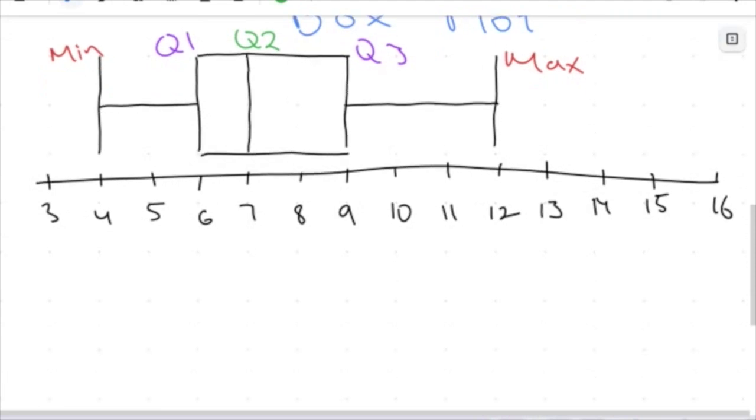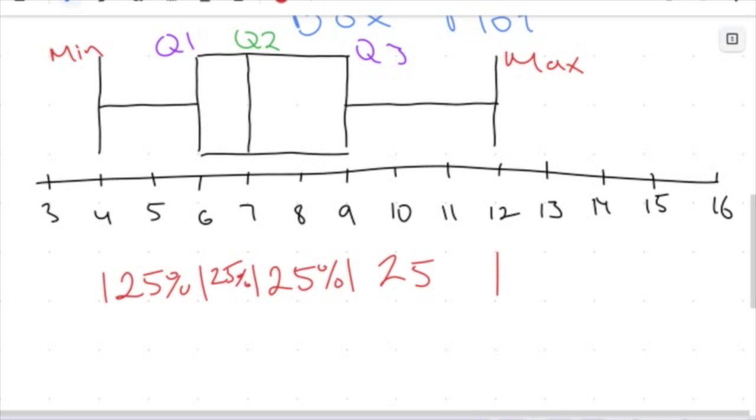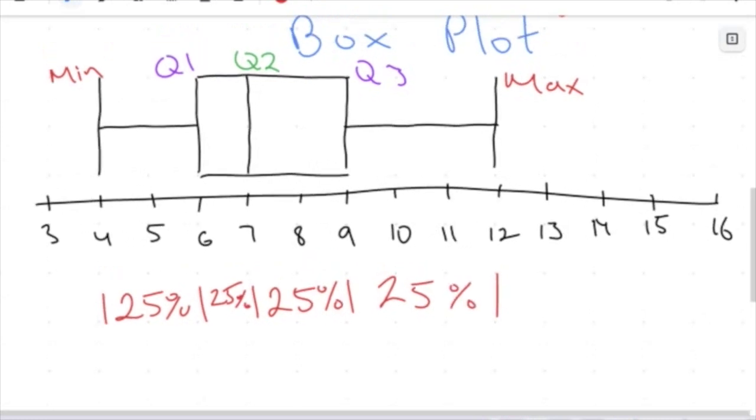Now, it's important to know, we talked about this in the last video, but between these two bits, from my minimum to my quartile 1, my lower quartile, that makes up 25%. My quartile 1 to quartile 2 makes up 25%. My quartile 2 to my third quartile makes up 25%. And this bit here from my upper quartile to my max makes up 25% of my data.